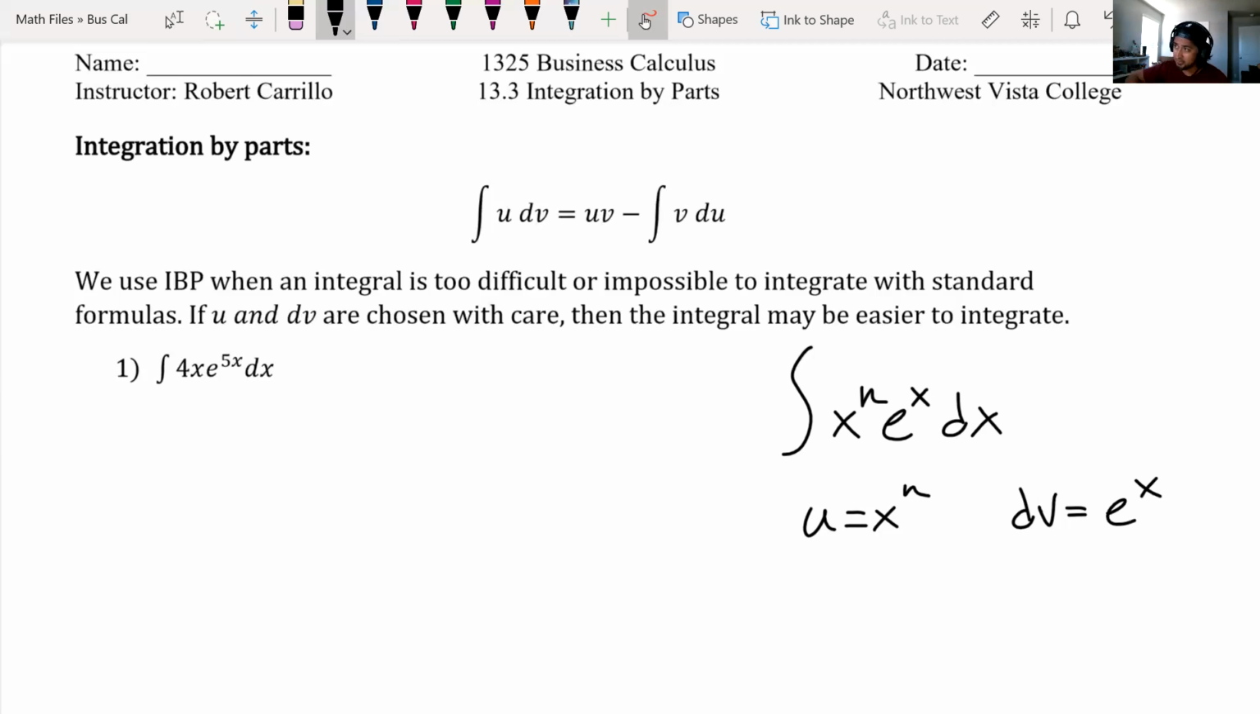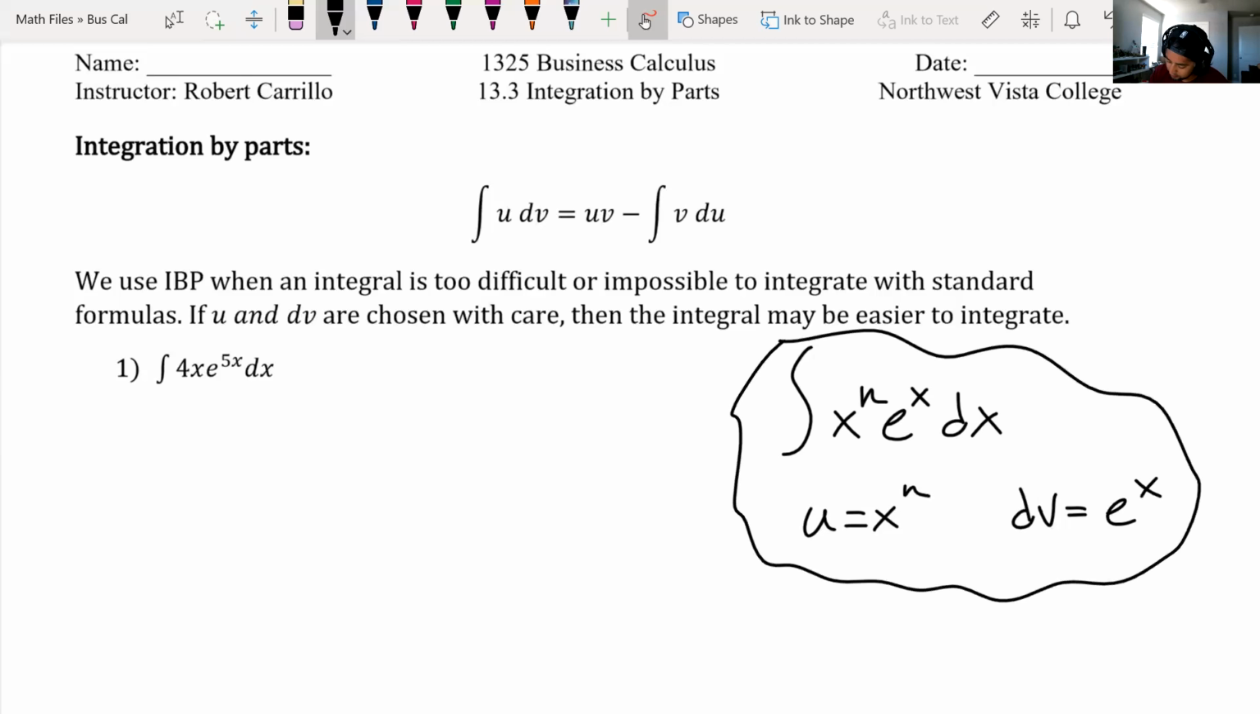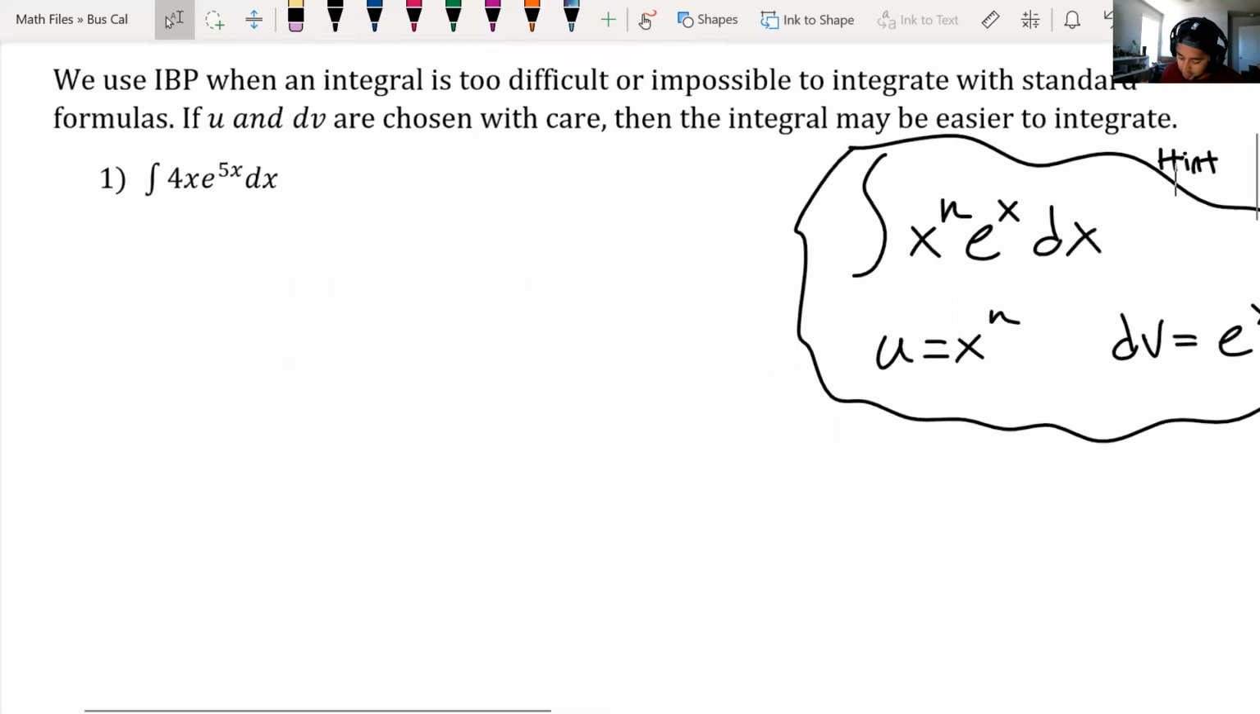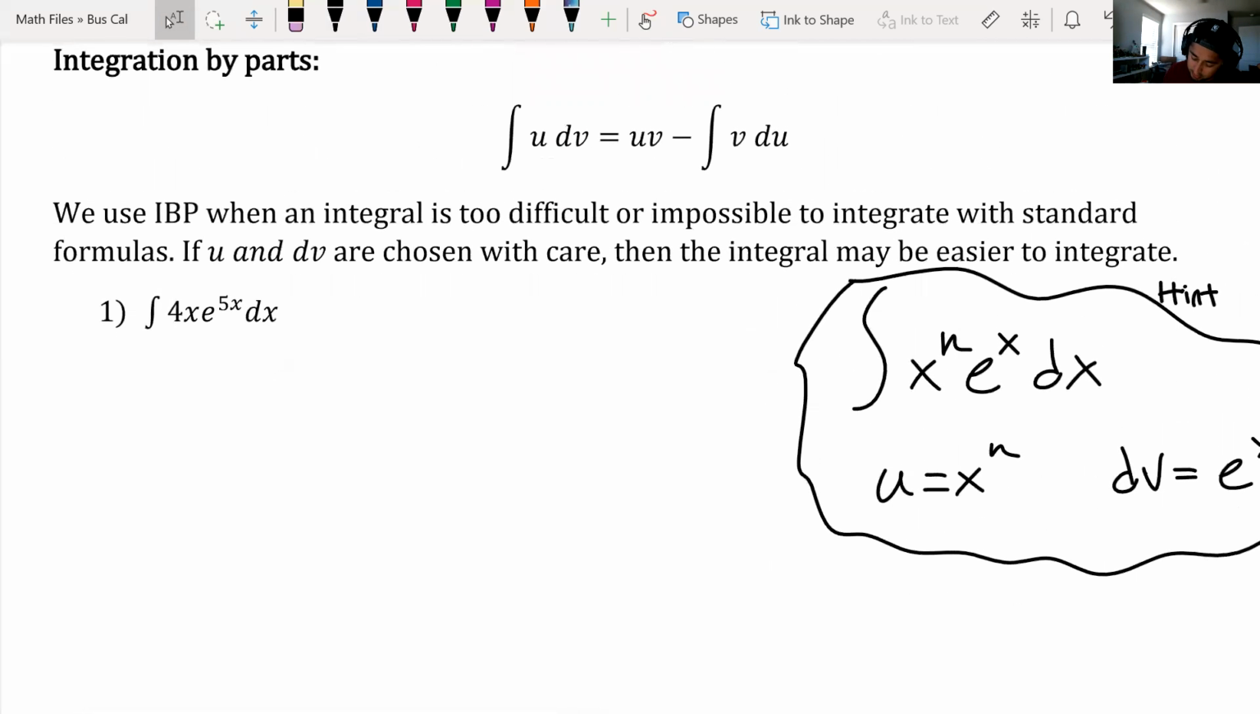So I'm giving you a hint here, right? So this is our tip. If it's ever in that form, you let u equal x to the n and dv equal e to the x. And now I'll show you what to do with that. So we are going to let, like I said, u equal 4x and dv equal e to the 5x.